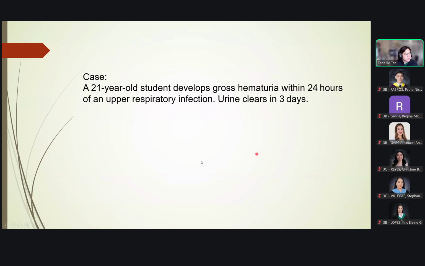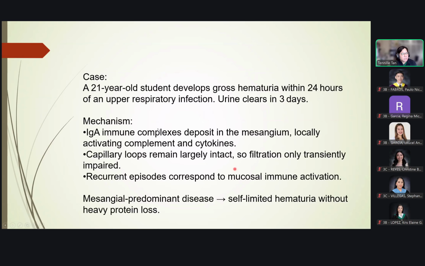So we have another case here. A 21-year-old student develops gross hematuria within 24 hours of an upper respiratory infection. However, the urine clears up in 3 days. So the mechanism here is your IgA immune complexes will deposit in the mesangium, locally activating complement and cytokines.